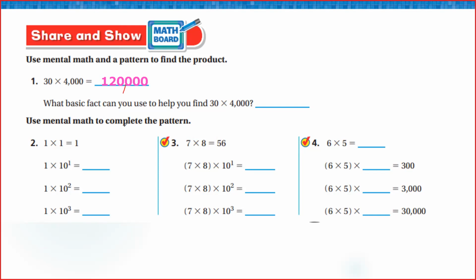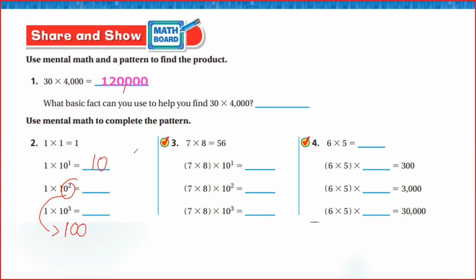Now, number 2. I want you to solve it quickly, okay? Now, Muna. Yes, Muna. 1 times 1 is 1. 1 times 10 is 10. Now, 1 times 10 to the power 2. What do I mean by 10 to the power of 2? It means a 1 with 2 zeros, or you can say 100.